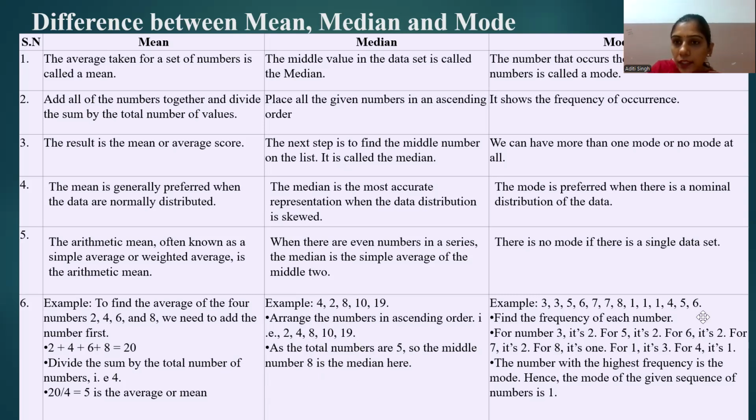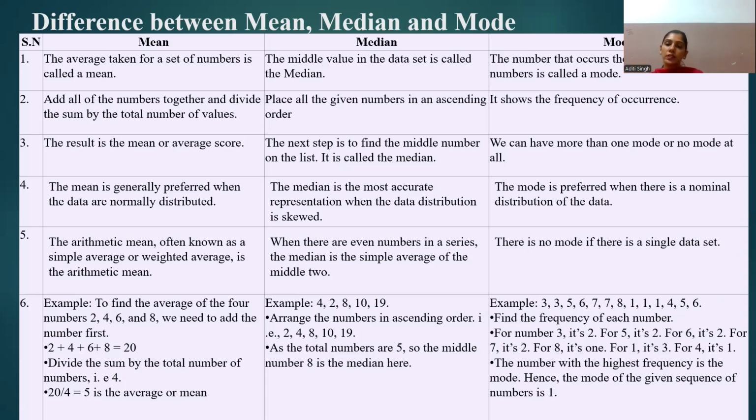Okay, after that, how to calculate mode. The example is a given series: 3, 3, 5, 6, 7, 7, 8, 1, 1, 1, 4, 5, 6. We have to find the mode for this given series. For this also we have to arrange the series. So first arrange the series in ascending order, then see which particular value is occurring most frequently.